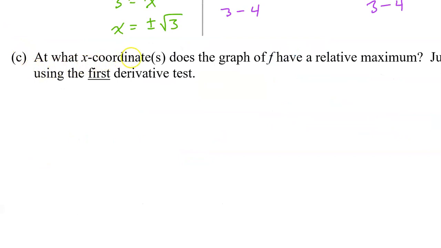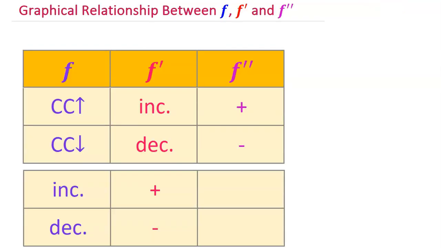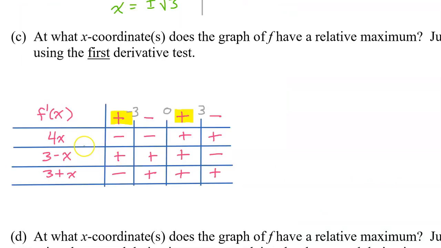Part C, at what x coordinates does the graph of f have a relative maximum? Let's use the first derivative test. Remember that function f will be increasing where f prime is positive and decreasing where f prime is negative. Here's a copy of the sign chart that we created back in part A. Notice that f prime is positive in the first interval, so we know that the original function f would be increasing in this interval. Negative in the next interval means a decreasing function, and then we have a positive, so increasing, and then negative means decreasing.